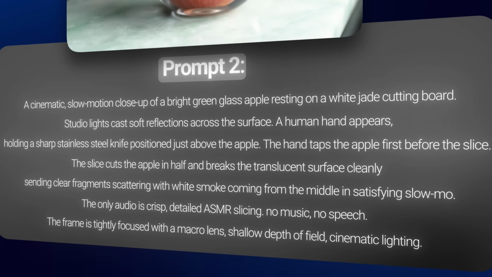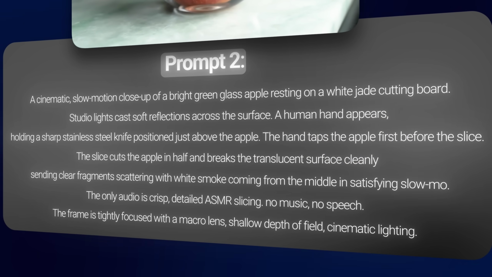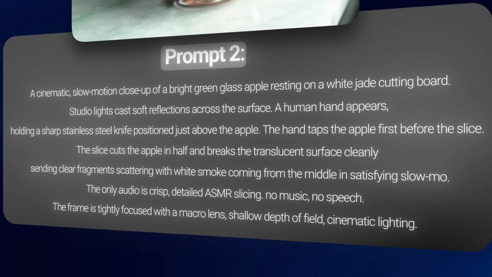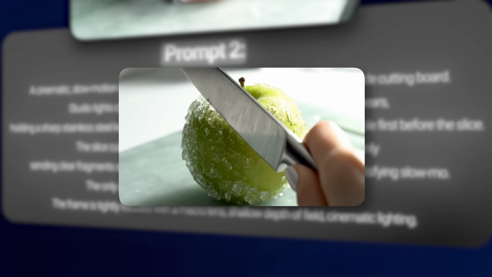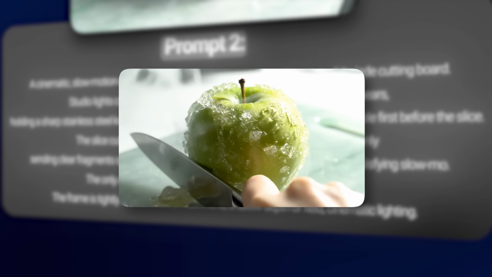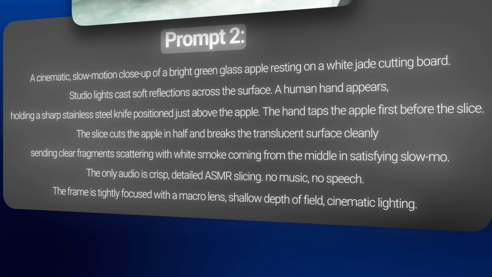Now, I've decided to add more details in our prompt so it would give me a much better output that clearly resembles what I have in mind. In this version, I decided to add a tap before the slice to get that satisfying glass sound. I emphasized that the object should be cut in half so the cut would be dead center, unlike this one. Now, I added a white smoke effect right after the cut to get a more satisfying visual effect. Check this out.